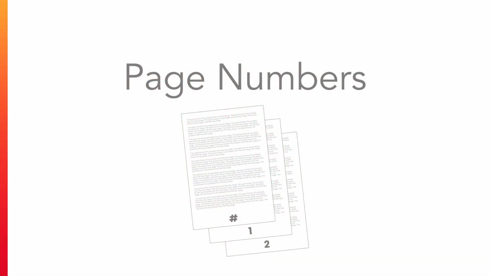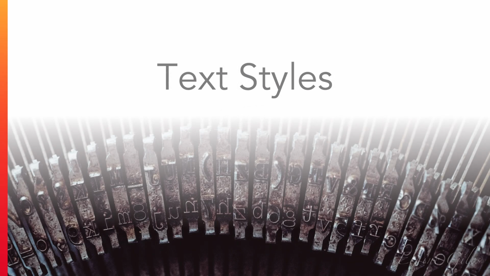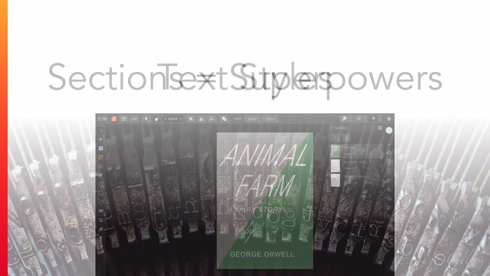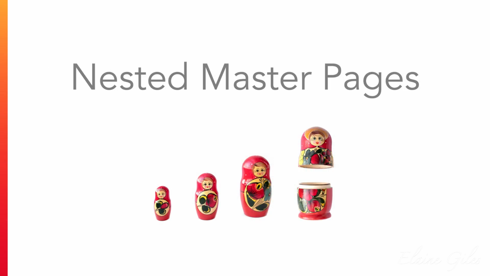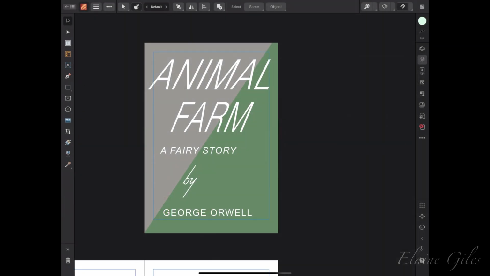And just like the video I've done previously for the desktop version, it's not just simple page numbers either. I'll include creating a text style for the page numbers, I'll show how sections give you superpowers in the page numbering department, and I'll show how master pages can be nested to create flexible formatting. But first, let's take a look at what we've got.